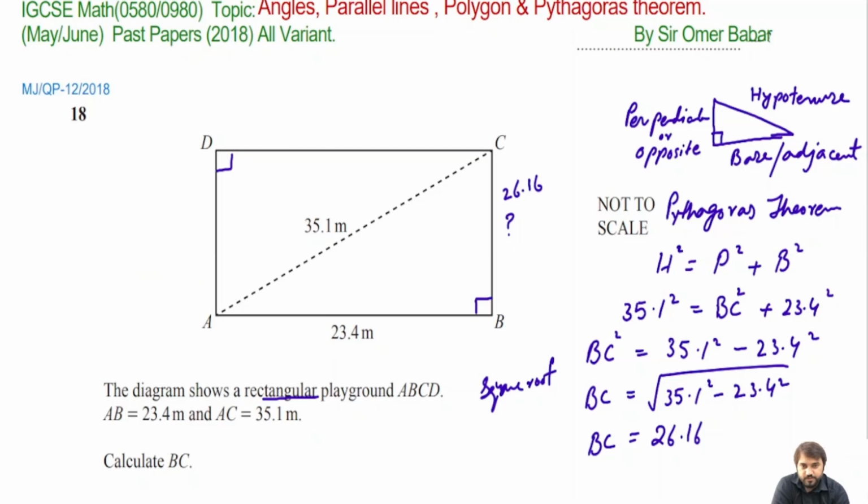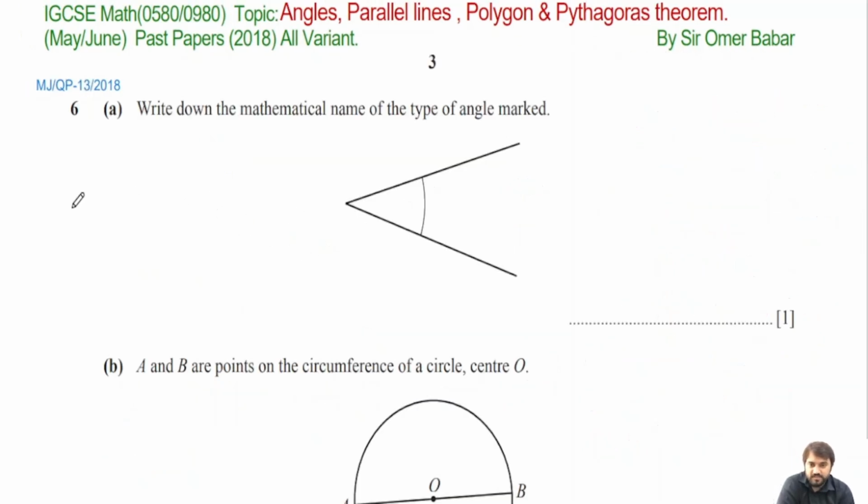Moving towards our next question. Question 6 appeared in paper 1. The variant was 3, of course, in 2018. Question 6 says, write down the mathematical name of the type of the angle marked. So this is our angle. We need to tell what kind of angle this is.